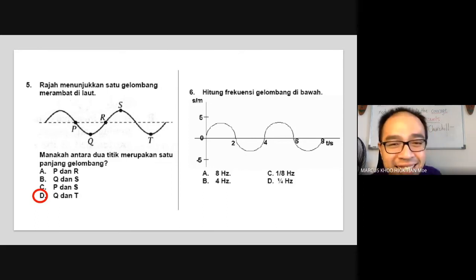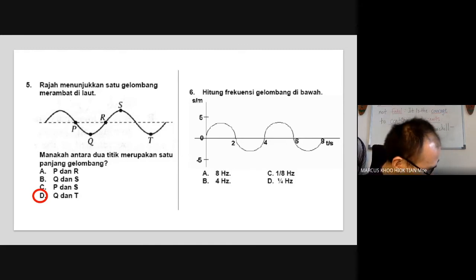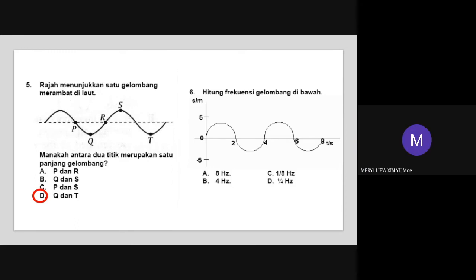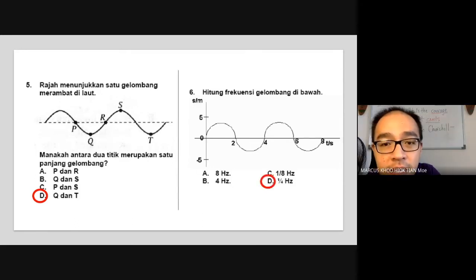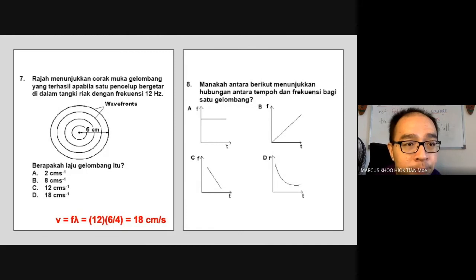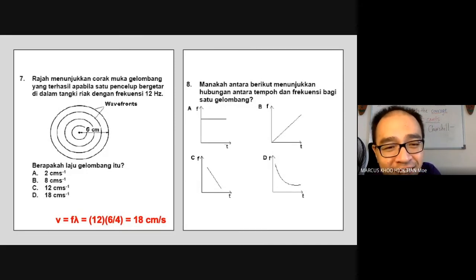Number 6. Can I have Meryl for this, please? Let's quickly try to finish this until question 11. D. Okay, the answer will be D. 1/4 hertz. Guys, if you don't know how to calculate this, please learn how to calculate this. Let's not waste time. Number 7, Vion. Oh no, the answer is given. Cannot. Sorry, I've given the answer.